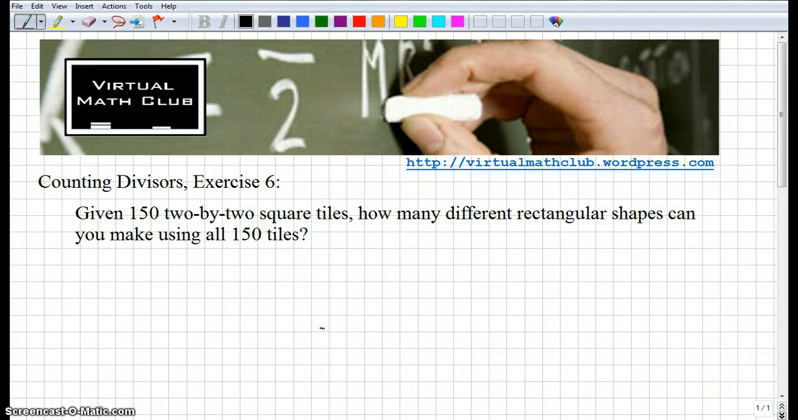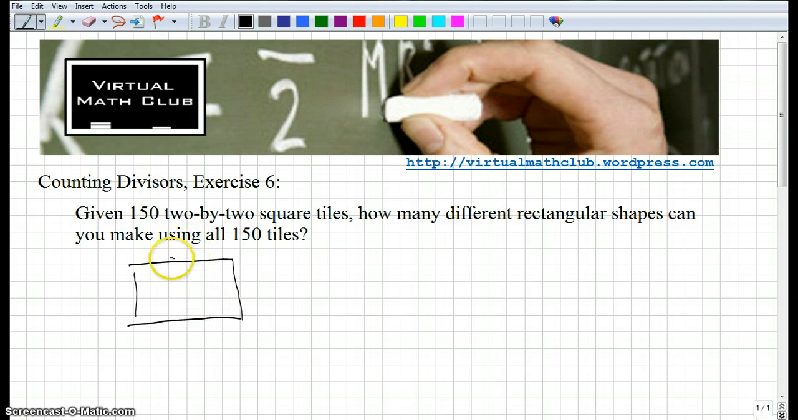Given 150 2x2 square tiles, how many different rectangular shapes can you make using all 150 tiles? Alright, well first of all, this 2x2 tile thing doesn't really matter. We're just creating a rectangle with 150 tiles, and we don't want to have any gaps, so we'll essentially have an area of 150 tiles. Okay, so we're measuring the area in tiles.